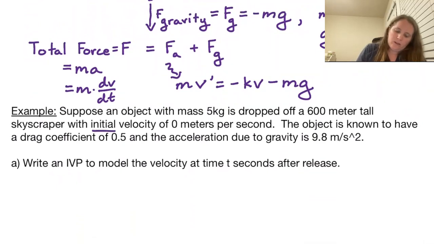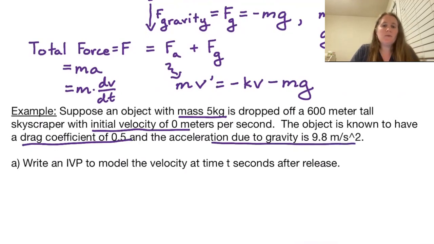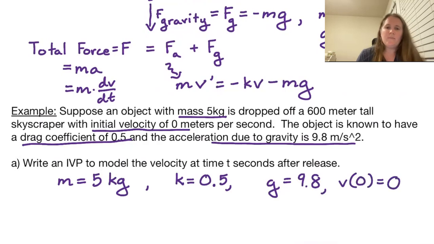So the information we need, we have our initial velocity of 0 meters per second. We have a mass of 5 kilograms. We have a drag coefficient of 0.5, and the acceleration due to gravity we already had set, that 9.8 we spoke about. So again, here we have mass is 5 kilograms, our drag coefficient is 0.5, g is 9.8, and we have v of 0 is 0.